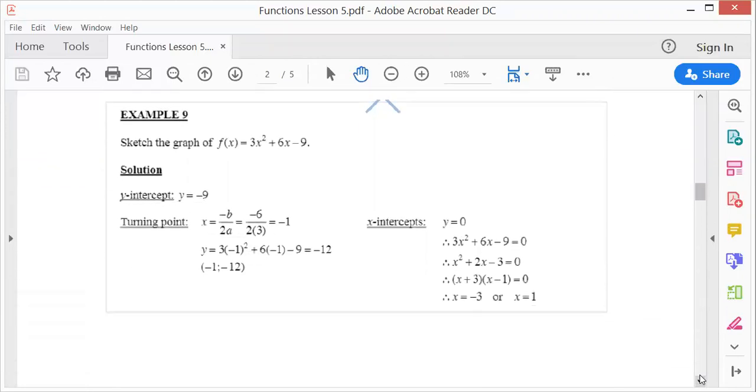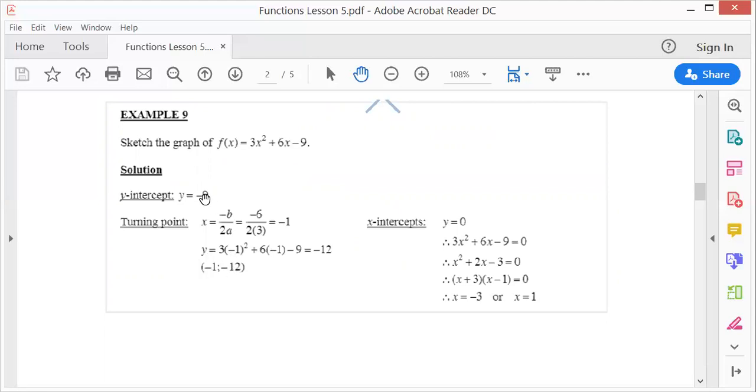If you look at example 9, if you have to sketch this graph, f is 3x squared plus 6x minus 9. First of all, the y-intercept is minus 9. How do we know? We just make x 0. So for the turning point, you can use this formula now. Minus b over 2a. B is 6, a is 3. And you get a minus 1. Put a minus 1 into the equation and you get minus 12. So there you got your turning point.